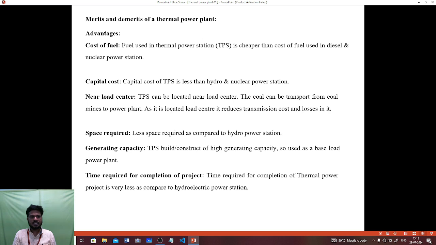Near load center: a thermal power station can be located near the load center, and the coal can be transported from the coal mines. Next, the space required is very less and the generating capacity is very high. Then the time required for completion of a thermal project is very less as compared to a hydroelectric power station.